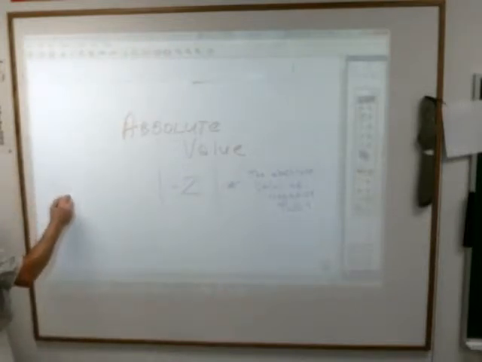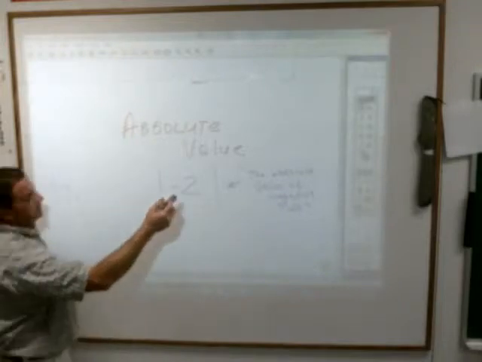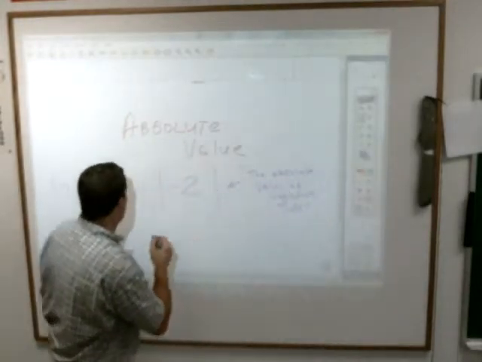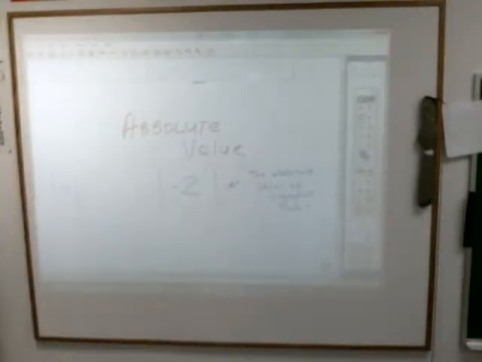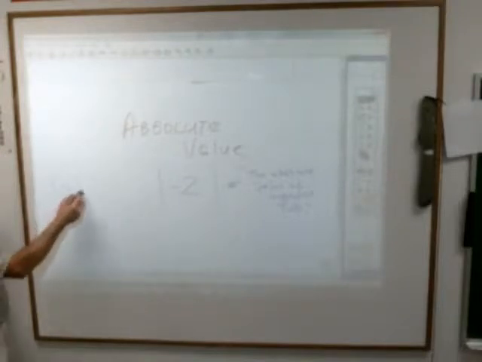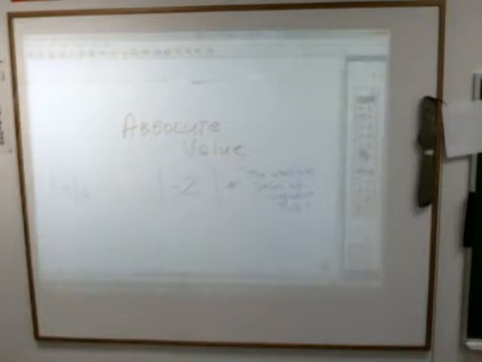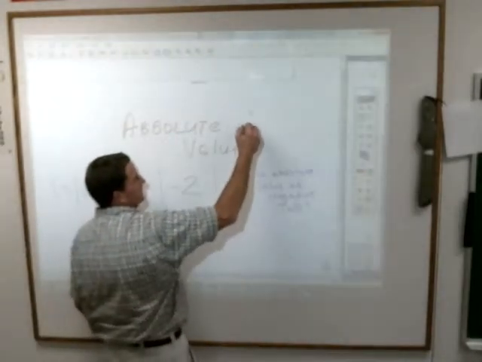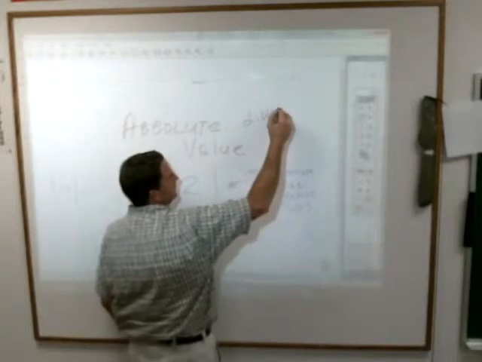Or, if you saw something like that, that would be the absolute value of 7. That's how you would say that. Now, what does absolute value mean? Technically, in the real world, the absolute value of something means its distance from 0.